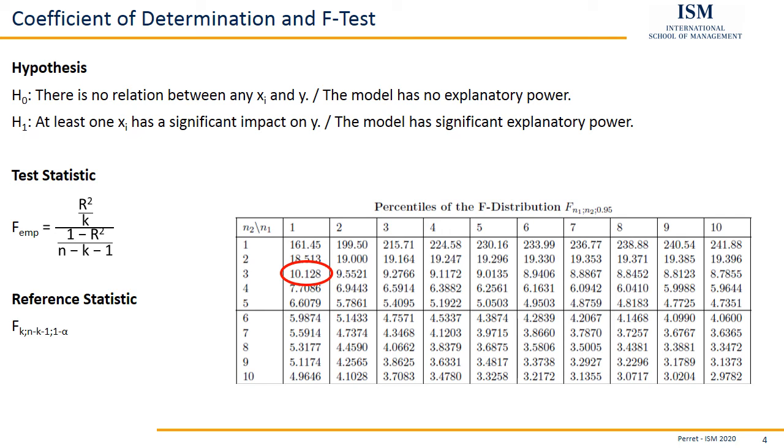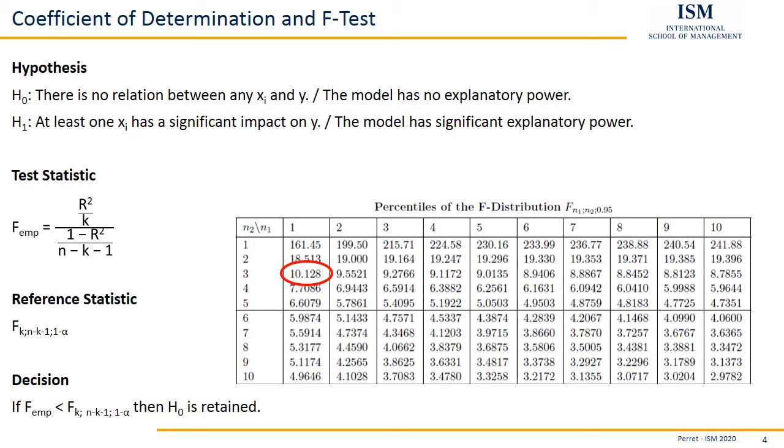We would use as reference statistic 10.128. Okay, so far so good. So this tells us how we can get the reference statistic. Then we have the test and the reference statistic. And well, the test itself is relatively straightforward because it works like all the other tests. We compare test and reference statistic. And if the test statistic is smaller than the reference statistic, we retain H0. And if the test statistic is larger, we actually reject H0. And well, that's all there is to conducting an F-test.